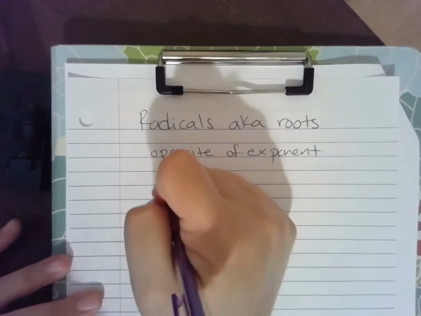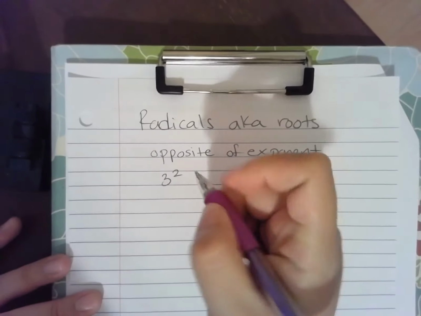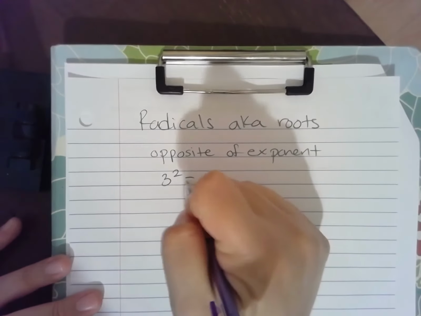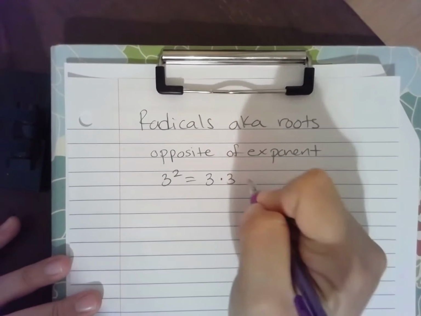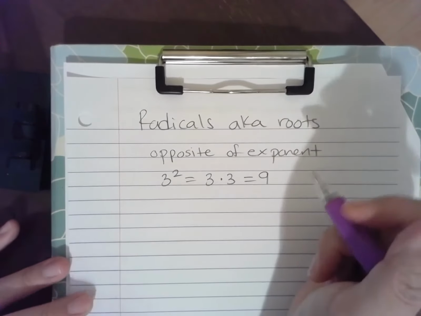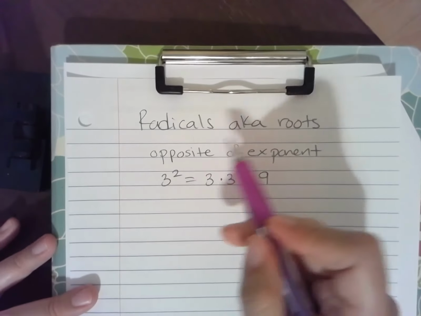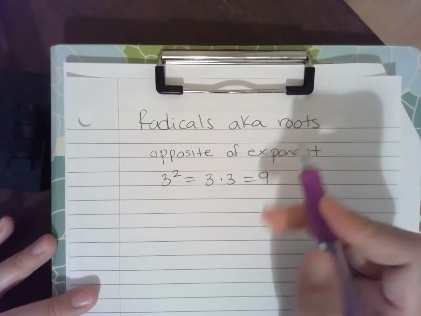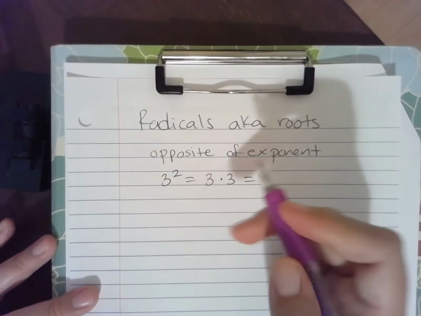So think about 3 squared. Now, 3 squared is the same thing as 3 times 3, which is 9. Now, remember, a radical, or also known as a root, is the opposite of an exponent.